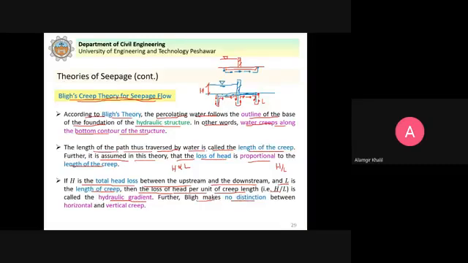Further, Bligh makes no distinction between horizontal and vertical creep. This is another assumption. You can see in this figure we have vertical creep, then horizontal, then vertical down, then vertical up, then horizontal, then vertical down, then vertical up. So L is basically the summation of the horizontal creep plus the vertical creep. He gives equal weightage; the multiplying factor is 1 for both. So no distinction between horizontal and vertical creep. These are the assumptions in Bligh's creep theory. We will see whether these assumptions are correct or not.